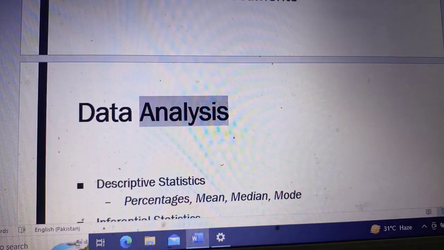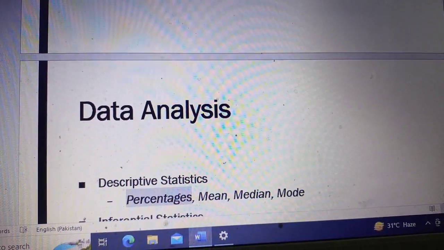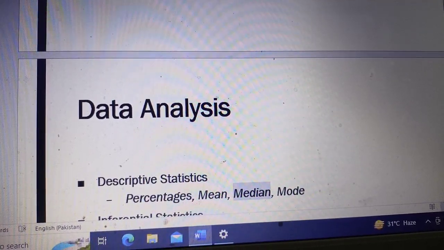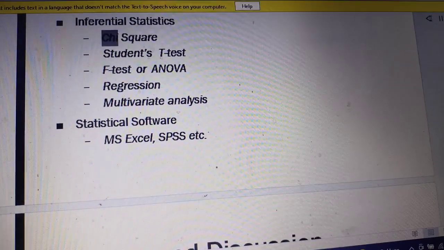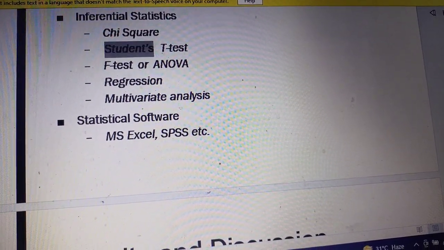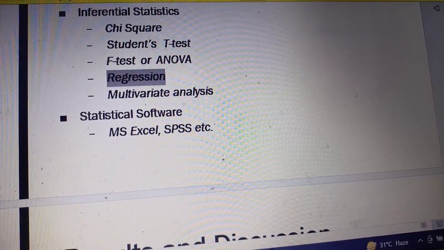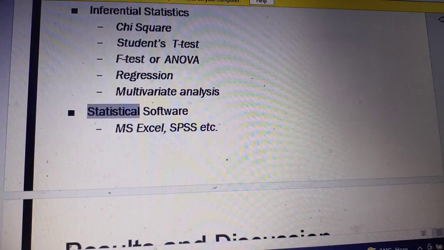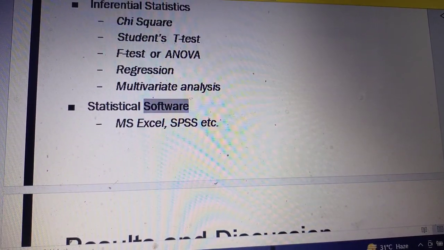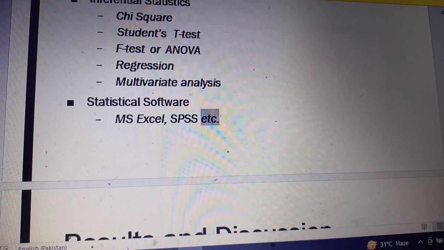Data analysis. Descriptive statistics: percentages, mean, median, mode. Inferential statistics: chi-square, Student's t-test, F-test or ANOVA, regression. Multivariate analysis. Statistical software: MS Excel, SPSS, etc.